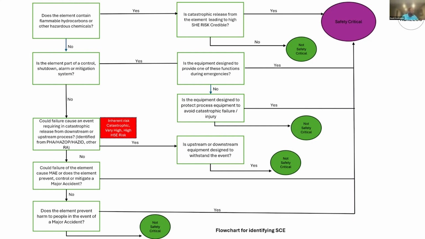The next one, number 4: could failure of the element cause a major accident event, or does the element prevent, control, or mitigate a major accident hazard? If the answer is yes, it is a safety critical equipment or element. Then the last question, if the answer is no: does the element prevent harm to people in the event of a major accident hazard? If that element is providing a function to prevent harm to people, it is a safety critical element or an equipment or a device, however you want to call it. But if not, it is not safety critical.